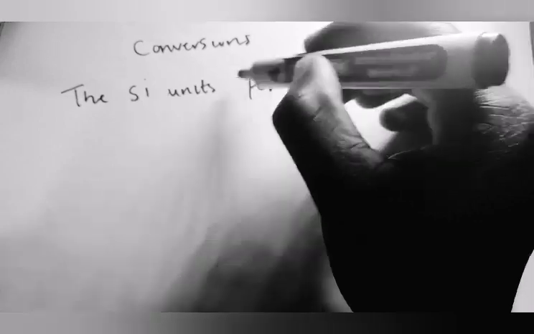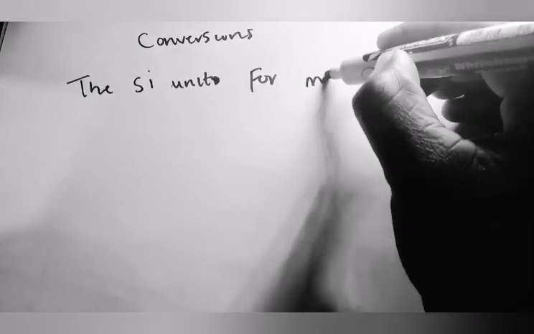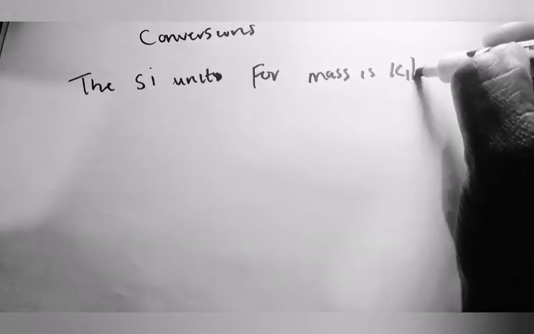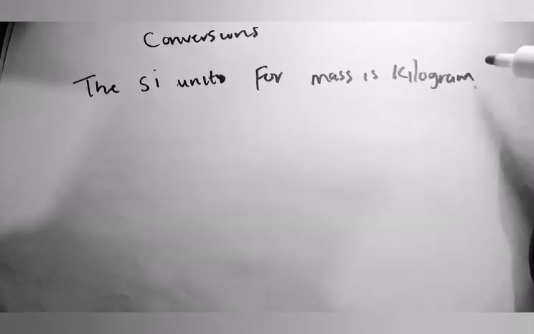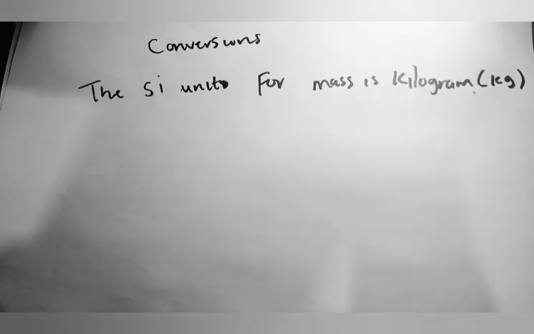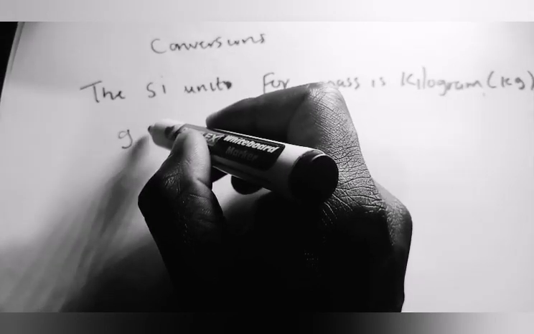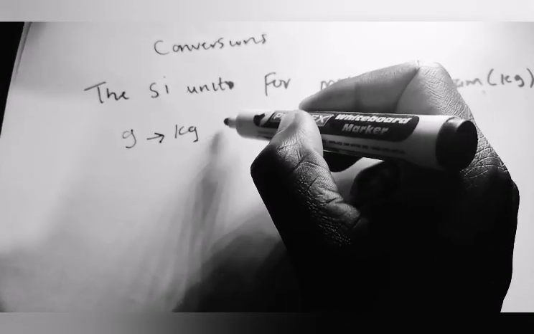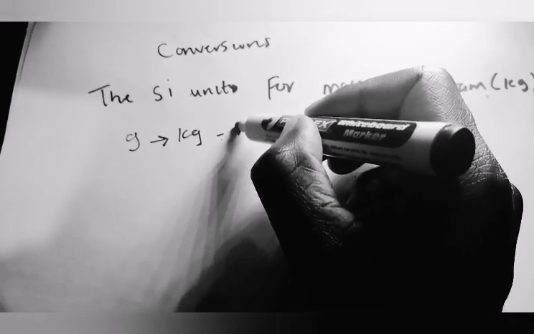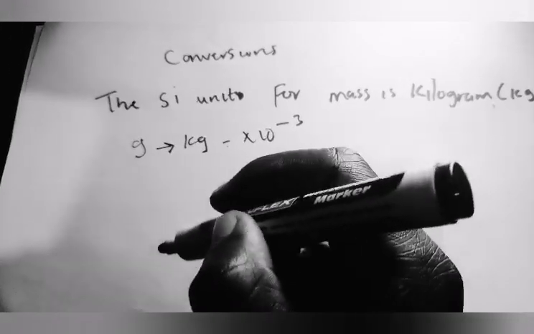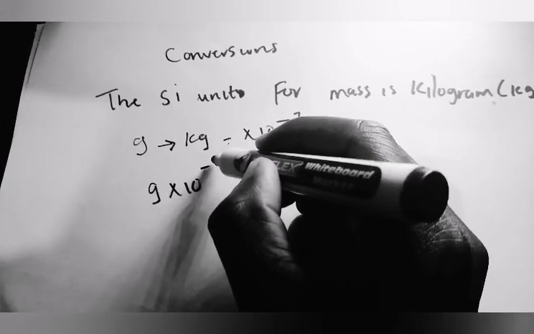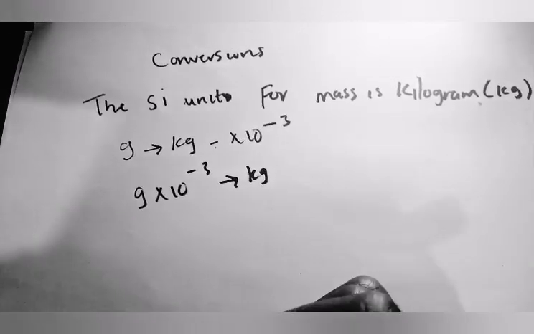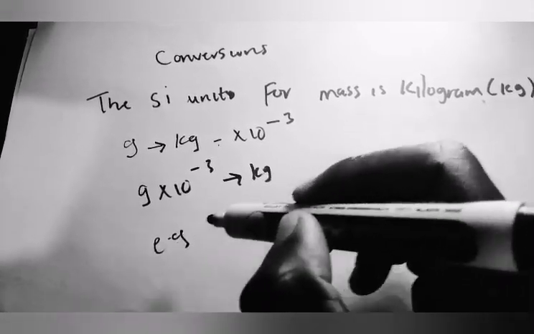Okay, and the first thing here is that the SI unit, not units, the SI unit for mass is kilograms, kg. Now you might be given grams, so in order for you to convert grams to kilograms, what you must do is multiply by 10 to the power negative 3 in order for you to get to kg. So for an example, grams multiplied by 10 to the power negative 3 to get kg. So it is very important for you to know the SI unit for mass and also for distance.